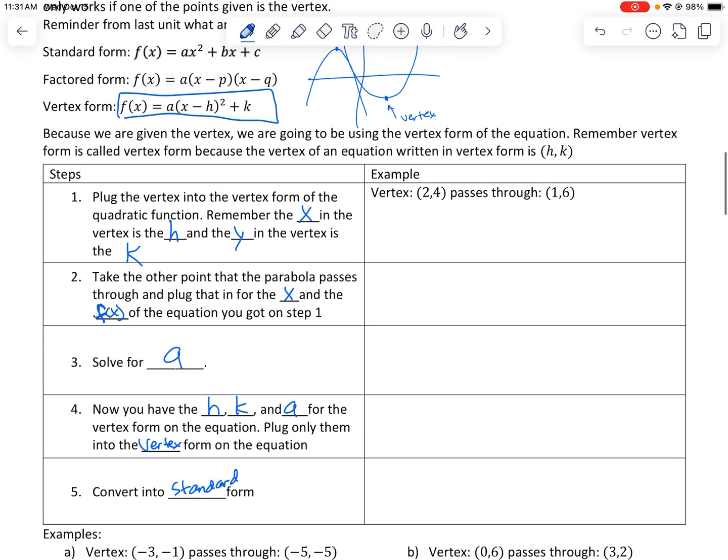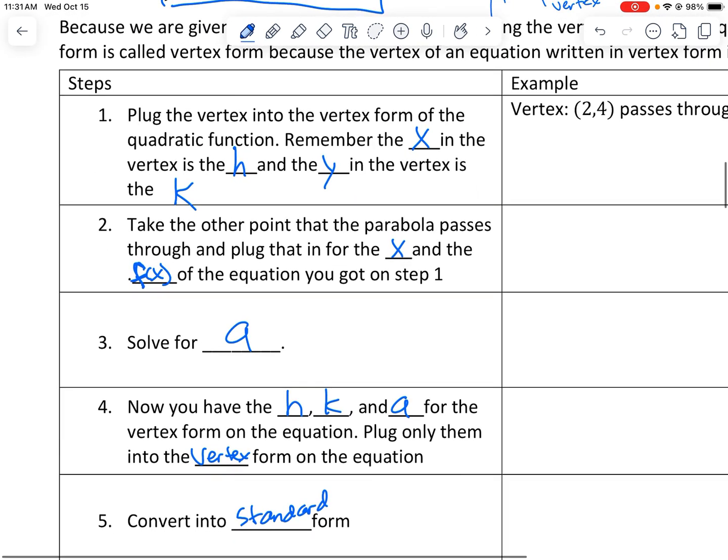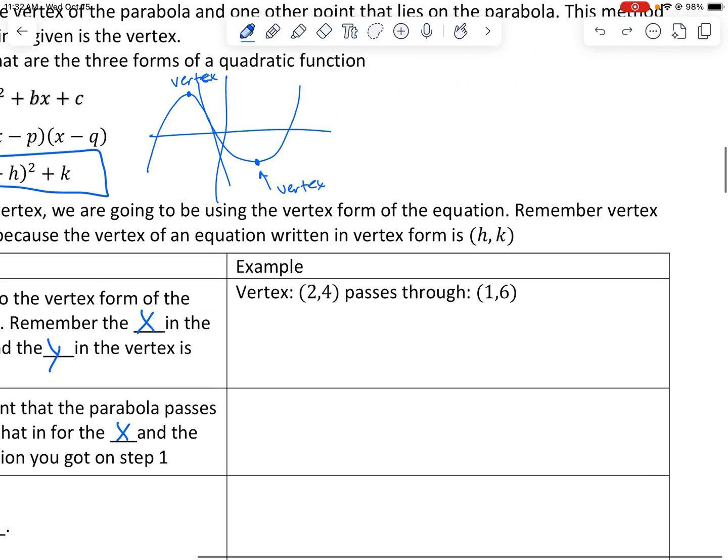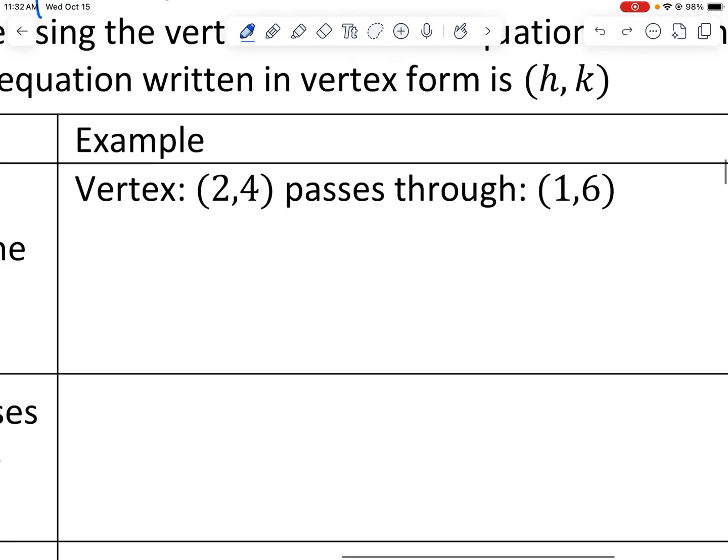And so your steps are here. You're going to plug in your vertex into your vertex form of your quadratic. The coordinates of your vertex are the h and k in here. So here's h, here's k. And those are going to go in the h and k spot of our little formula. And then x and f of x are just going to stay where they are.